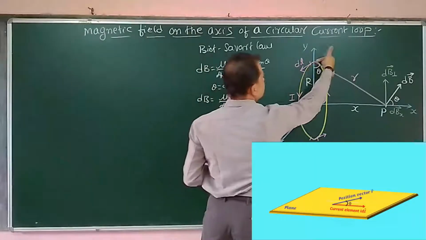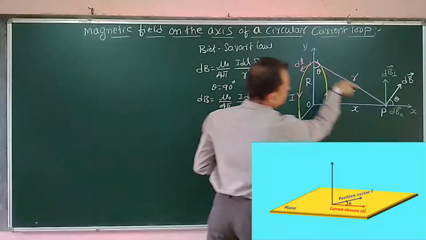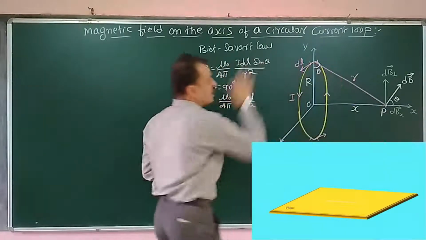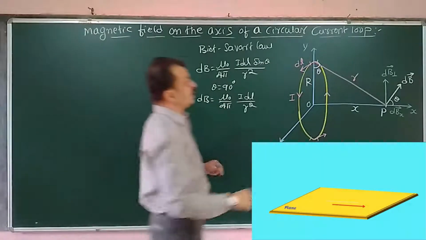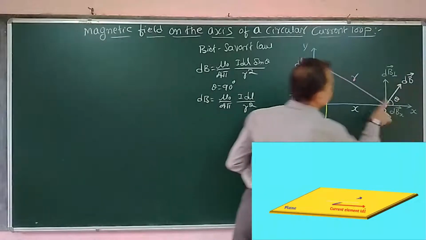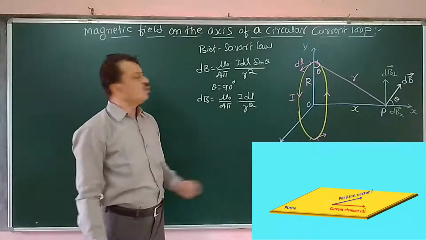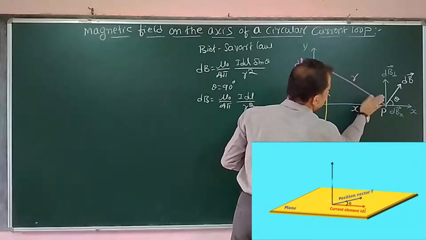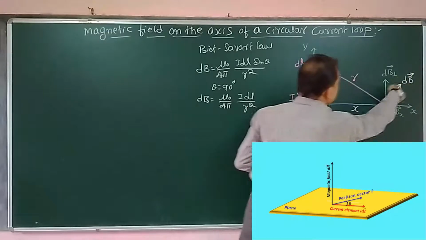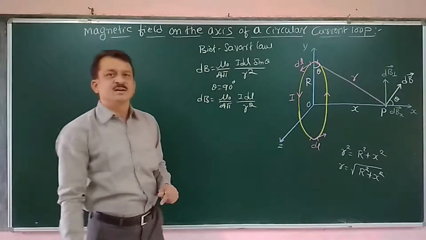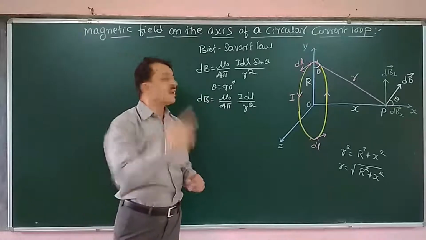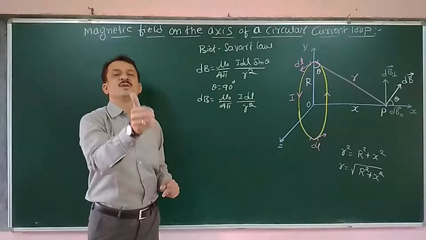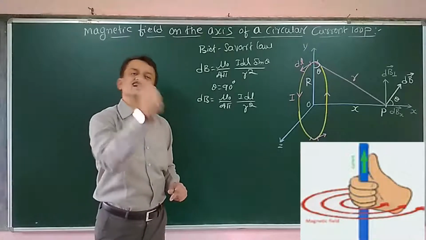Now the current element is in this direction. Now position vector is in this direction. That means we have a plane along this direction. Perpendicular to the plane, we have this one. One question arises. If you have a plane like this, the perpendicular you can take either upwards or downwards. Then which is the correct direction? For that also we have to make use of the right hand clasp rule.